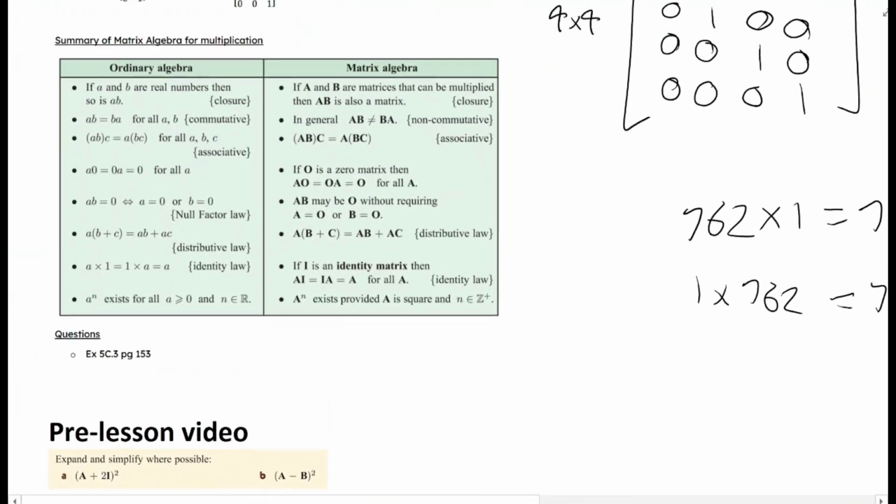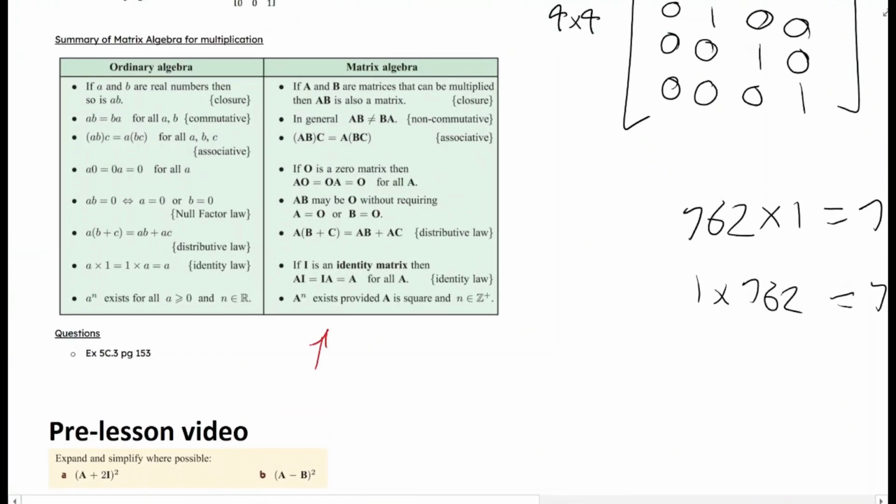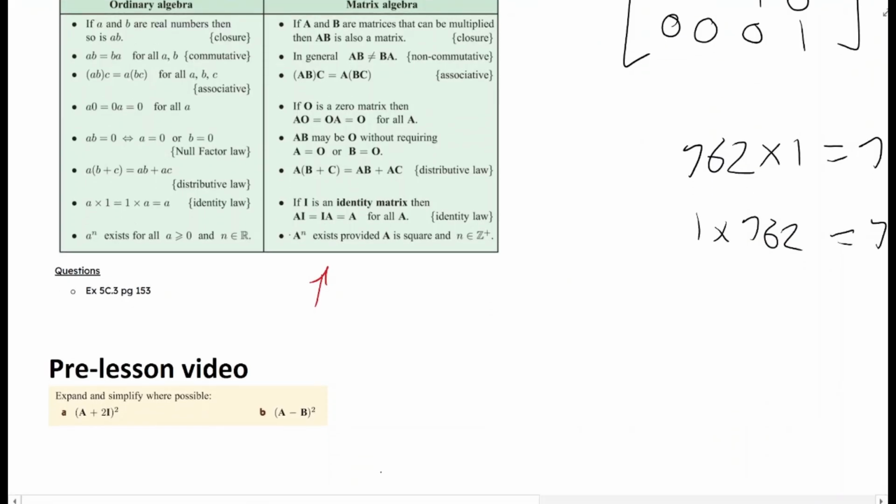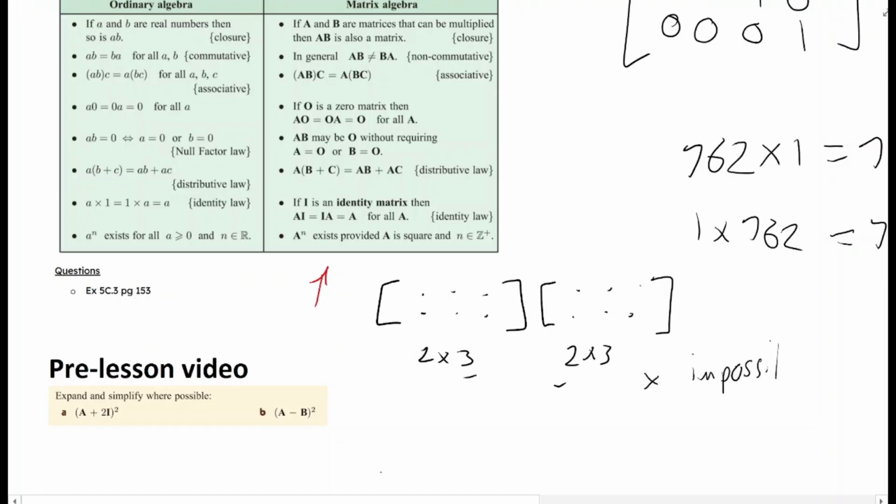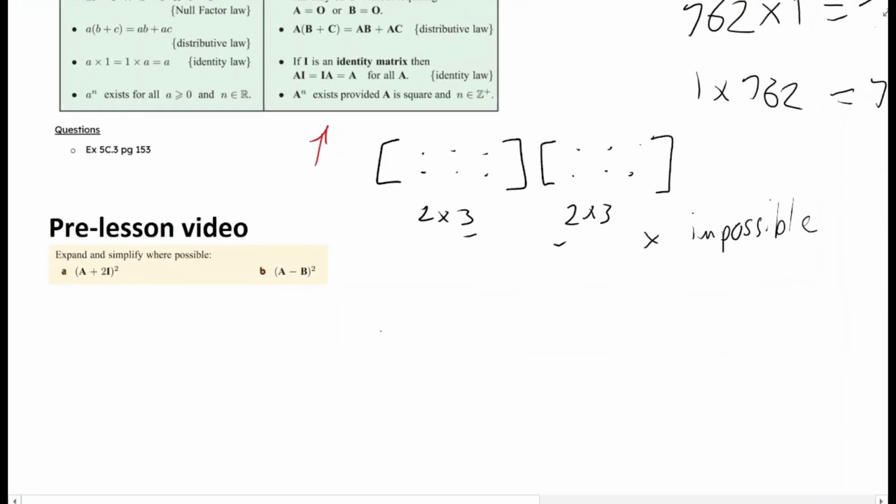Anyway, so we got all these matrix algebra rules. I want to make a really important note of the last one. A to the n exists only if A is square. And that's just because if you have a rectangle matrix like this, which is a 2x3, and you try and times it by itself, like to square it, you're going to be doing a 2x3 times a 2x3. And those middle numbers don't match, so impossible. So if you want to do a matrix squared, it has to be a square matrix to start with.